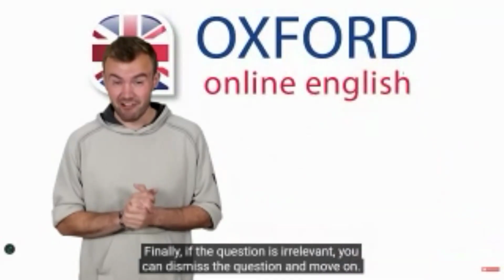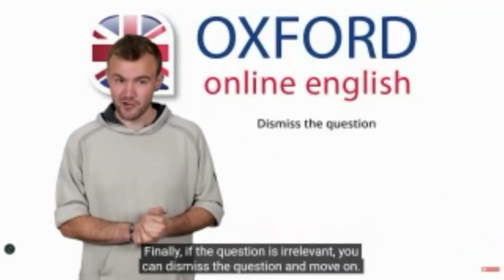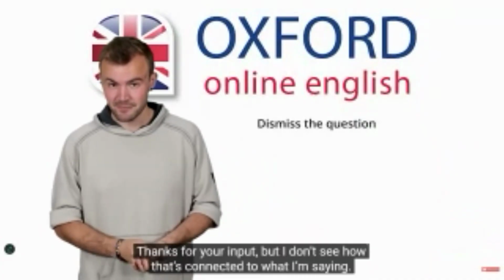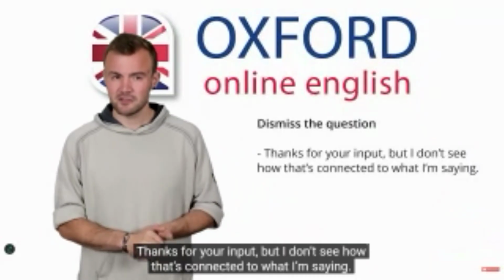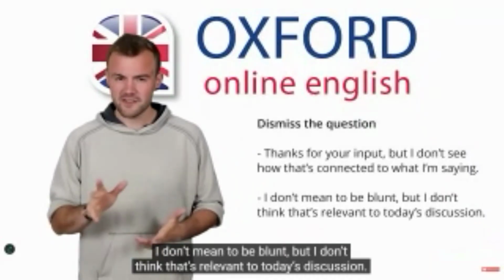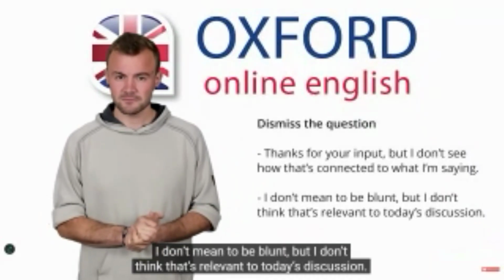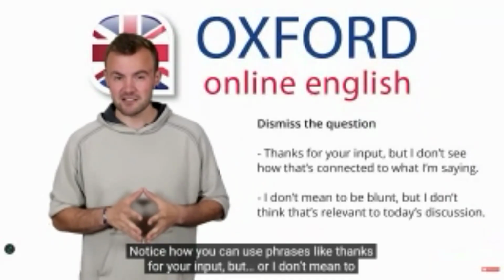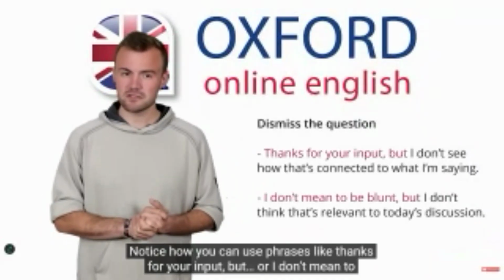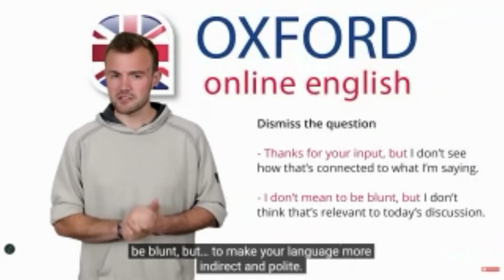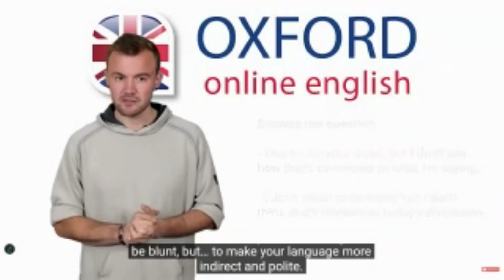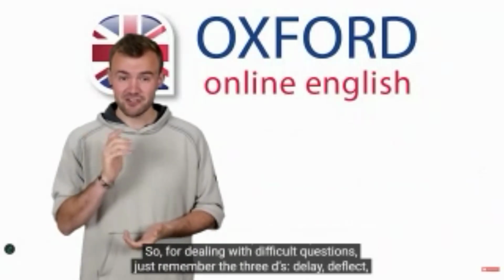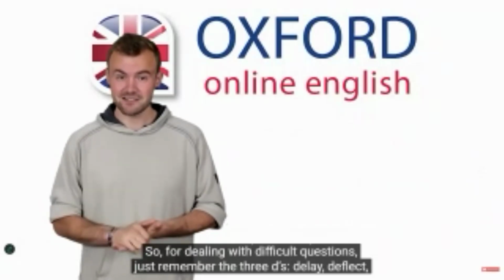Finally, if the question is irrelevant, you can dismiss the question and move on. For example, thanks for your input, but I don't see how that's connected to what I'm saying. I don't mean to be blunt, but I don't think that's relevant to today's discussion. Notice how you can use phrases like, thanks for your input, but, or, I don't mean to be blunt, but, to make your language more indirect and polite. So, for dealing with difficult questions, just remember the 3 Ds: delay, deflect, dismiss.